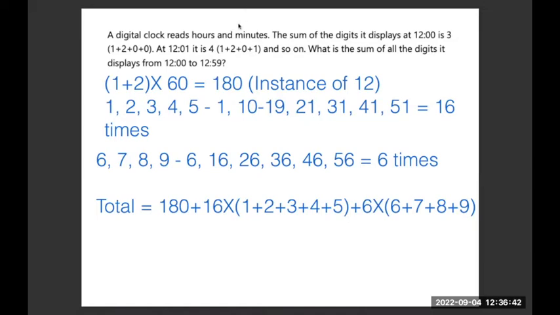Somebody said 536. Actually, 600 aa raha hai total. I don't know. Did anybody else check? This comes to 180 plus 240 plus 180, which is 600. Is everybody getting this 600 or not? Yes, ma'am. Okay, ठीक है. Great.